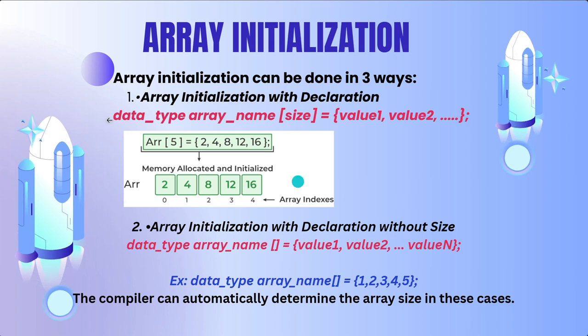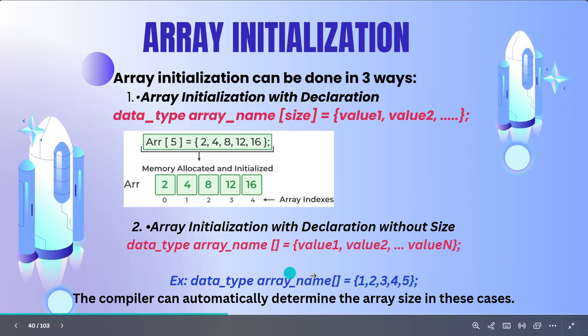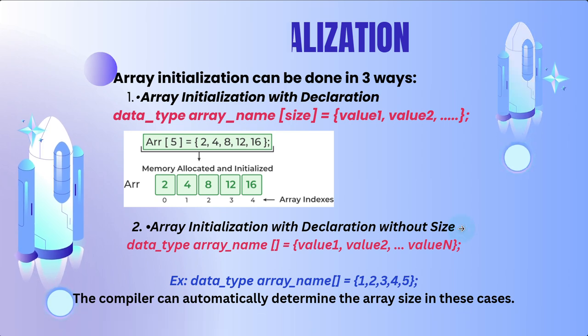So this is one type of array initialization with declaration using size. We can also do it without declaring the size, as the compiler will take it automatically. In these cases the syntax is data type, then the array name, and within square brackets we don't mention the size, and then we keep entering the values as many as we want. This is an example. The compiler can automatically determine the array size in these cases, as I just mentioned.